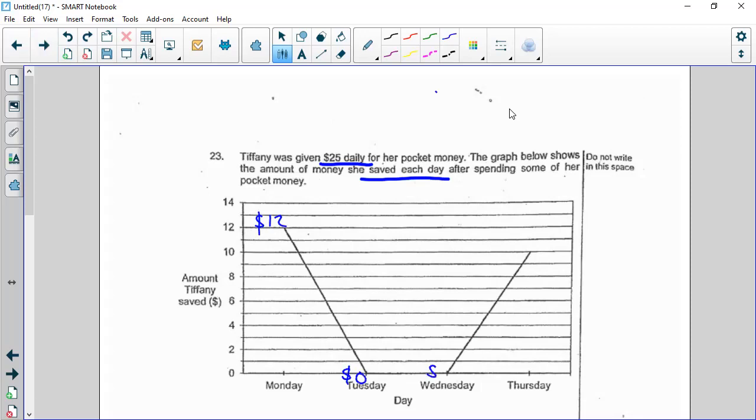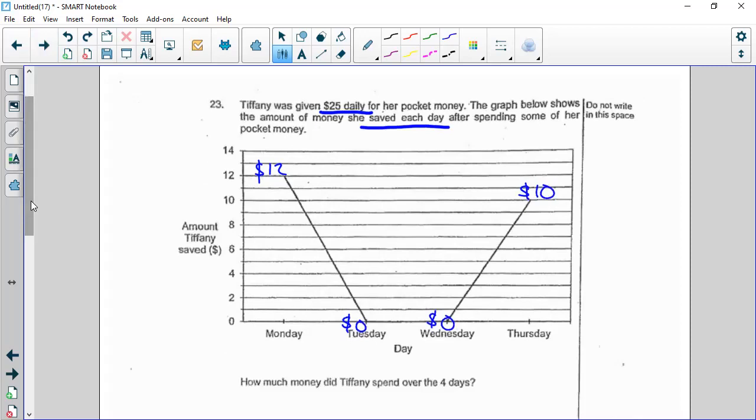So Wednesday, she didn't save any money. Tuesday, she didn't save any money. And Thursday, she saved $10. Okay, and she was given $25 every day. So how much money did Stephanie spend over 4 days?